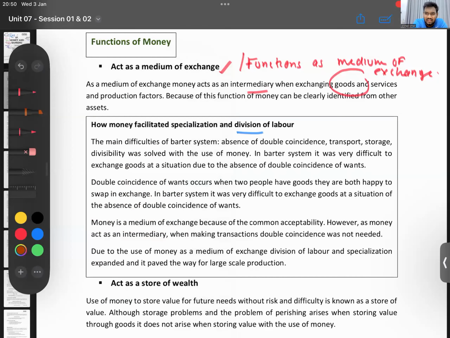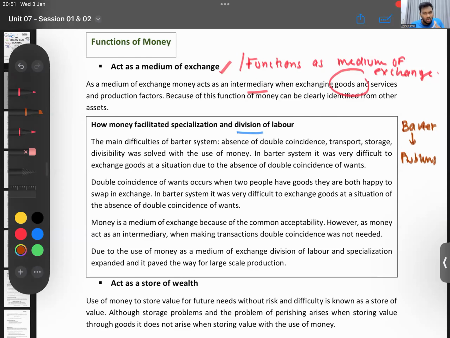Before there was money, there was what system? There was something called the barter system. What is the barter system? Exchanging goods for goods, no? So before even money came, there was the barter system. They were exchanging goods for goods. But this barter system had a lot of problems, right? Can you all give me some problems in the barter system? So many problems were there when exchanging goods for goods.